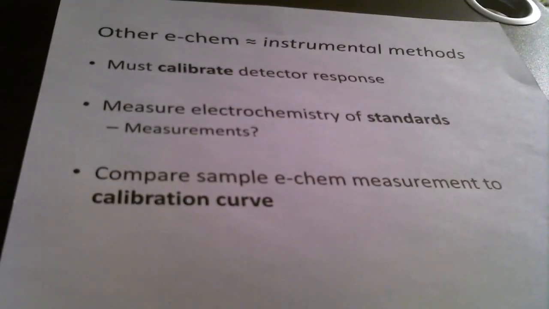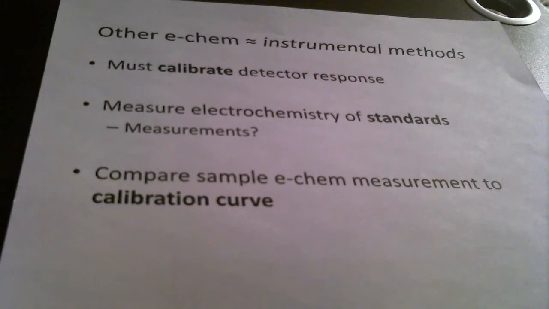So we've talked about electrochemistry in terms of classical methods. There are also many instrumental methods that can be used for electrochemistry. But just like any other instrumental method that we've done so far, whether it's spectroscopy or chromatography, that detector response has to be calibrated. So we have to generate some sort of calibration curve to model how our instrument responds to our analyte. And the way we're going to generate that calibration curve is through measuring the electrochemistry of our standards. So we're going to create a series of standards with known concentrations of our analyte, just like we do for any other instrumental method.